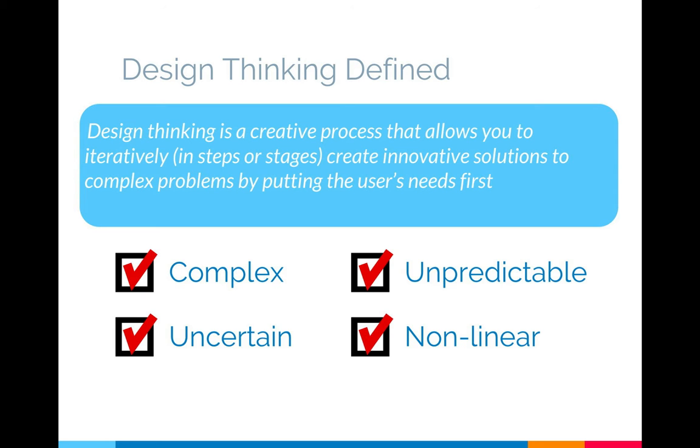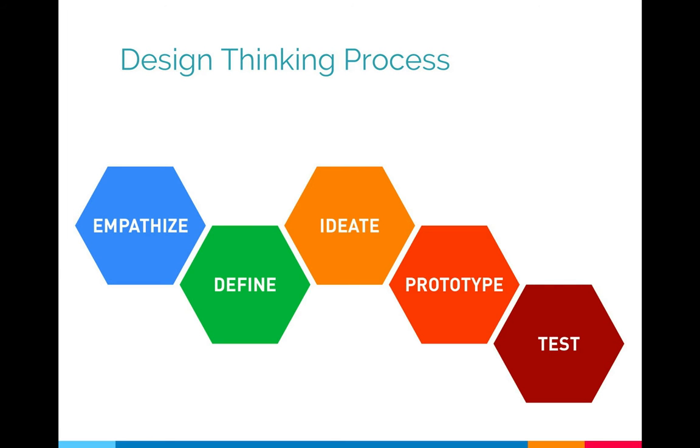And so, as you can see, design thinking is a 5-stage process. The first stage is empathize. Second stage is define. The third stage is ideate. Fourth stage is prototype. And the fifth stage is test.